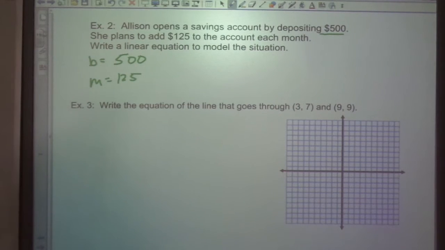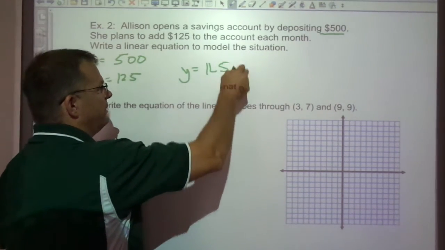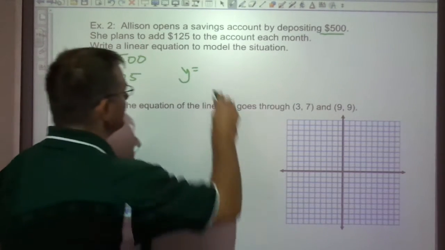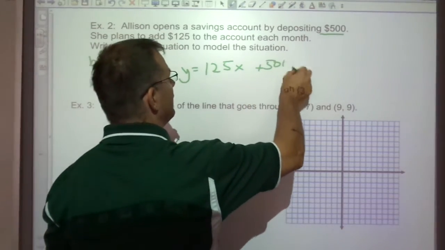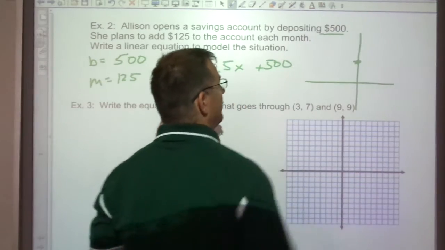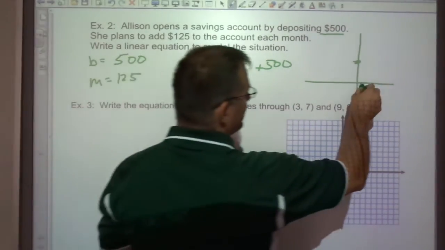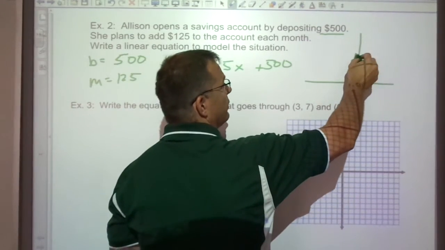So an equation to represent that is y equals the slope, that doesn't look like a very good 2, the slope x plus 500. Thinking about it on the graph, she's starting at 500, it's a pretty good starting point in month 1, or month 0. And then after 1 month, she puts another $125 in, so now she's at $625.